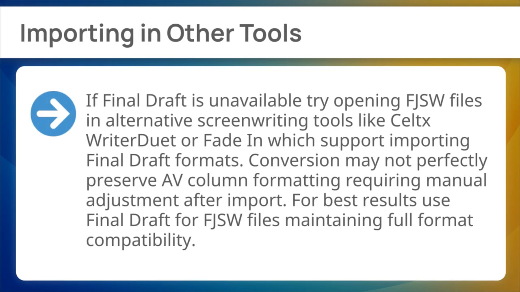Finally, importing in other tools. If Final Draft is unavailable, try opening FJSW files in alternative screenwriting tools like Celtx, WriterDuet, or Fade, which support importing Final Draft formats. Conversion may not perfectly preserve AV column formatting, requiring manual adjustment after import. For best results, use Final Draft for FJSW files, maintaining full format compatibility.